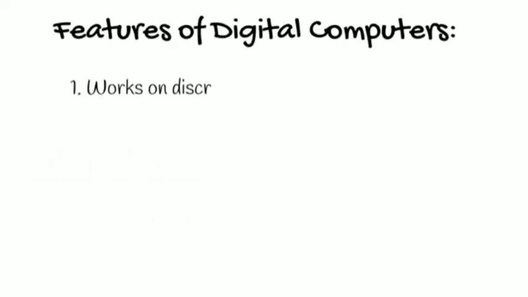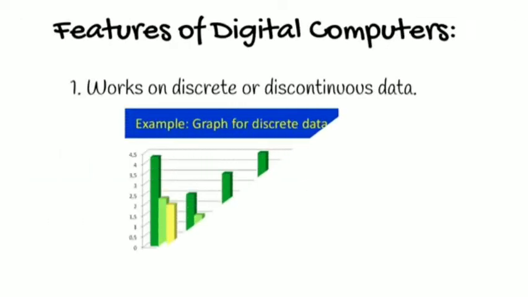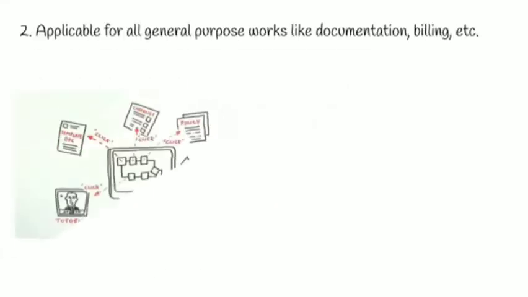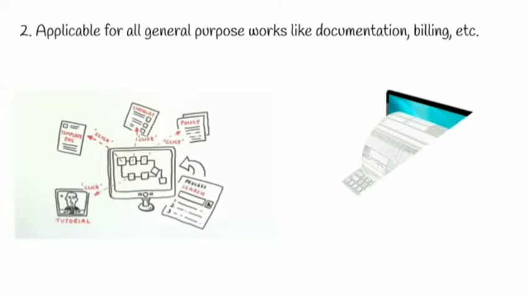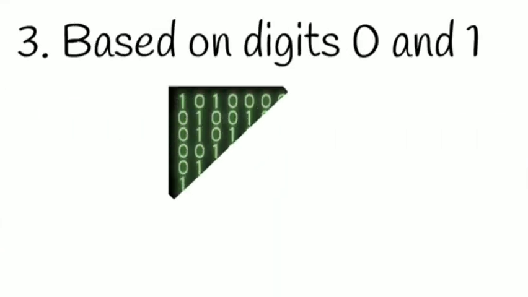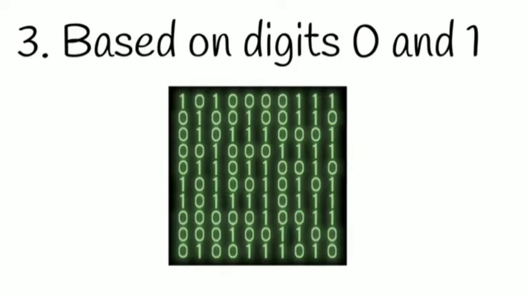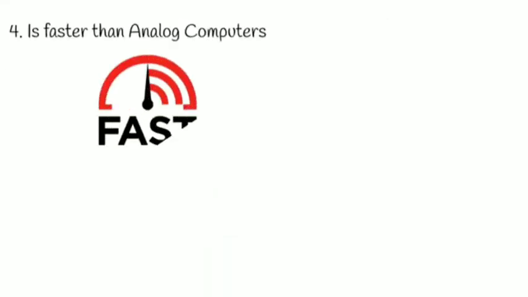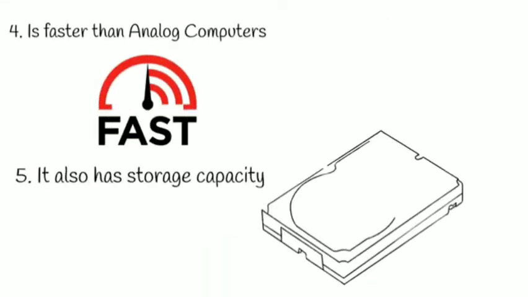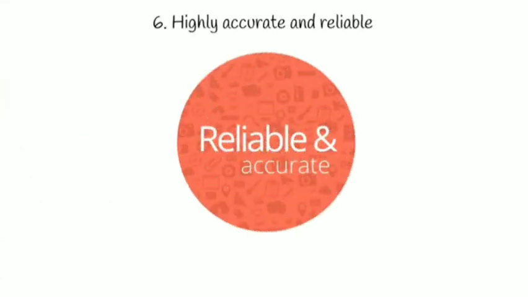Features of digital computers: they work on discrete or discontinuous data. They are applicable for all general purpose works like documentation, billing, etc. These computers are based on digits 0 and 1. They are faster than analog and have high storage capacity. These computers are highly accurate and reliable.